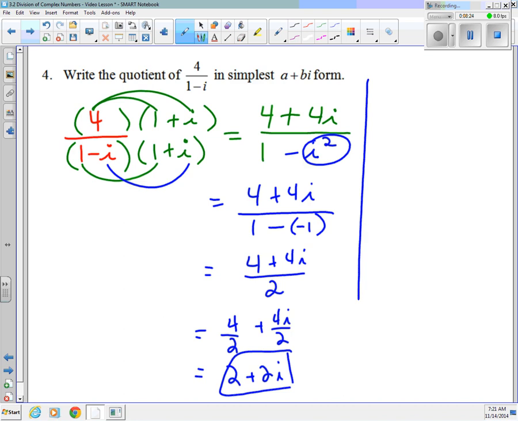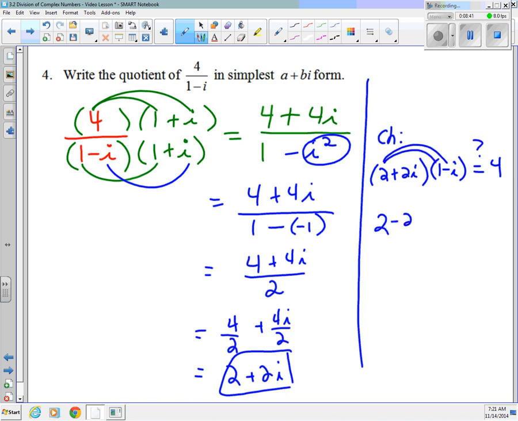If I wanted to check this for a second, I could take this answer, 2 plus 2i, and multiply it by 1 minus i, and I should get 4. So let's see if I get 4. 2 times 1 is 2, yep. 2 times negative i is negative 2i. 2i times 1 is positive 2i. And 2i times negative i is negative 2i squared. This should be 4. The i's cancel. I get 2 minus, whoops, this should have been a 2i squared.